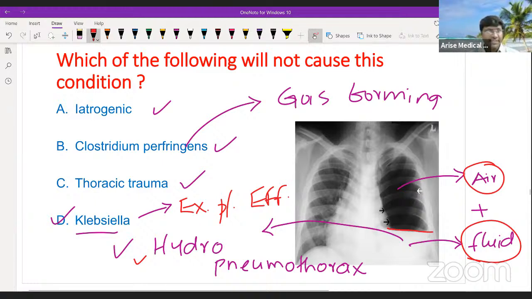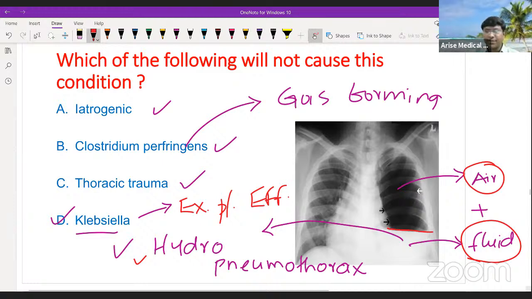Hydropneumothorax is the condition characterized by accumulation of air and fluid. You will have the air-fluid level, and the fluid will be horizontal in the pleural space along with the air. The etiology for hydropneumothorax includes iatrogenic causes, Clostridium perfringens, and thoracic trauma. Klebsiella will not cause this particular hydropneumothorax. That is about your hydropneumothorax.